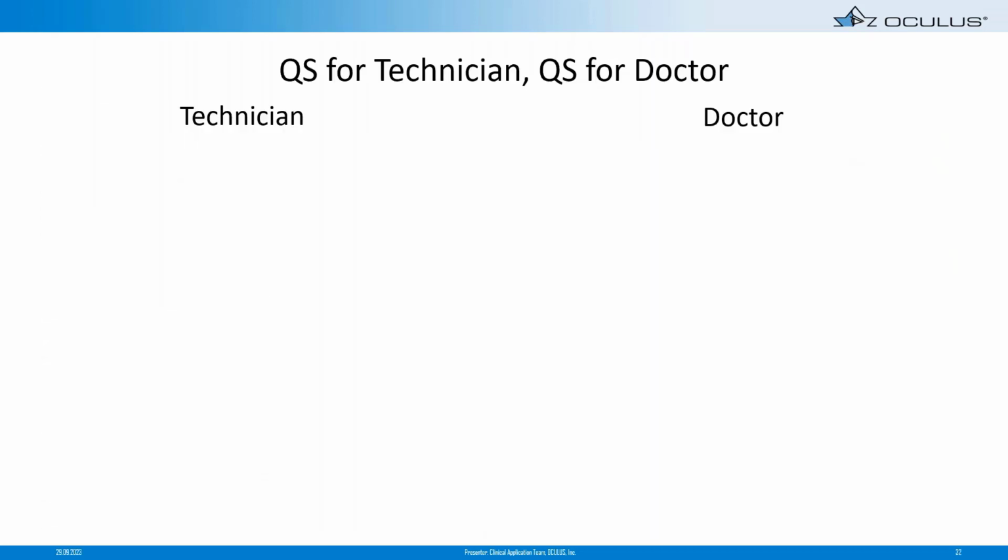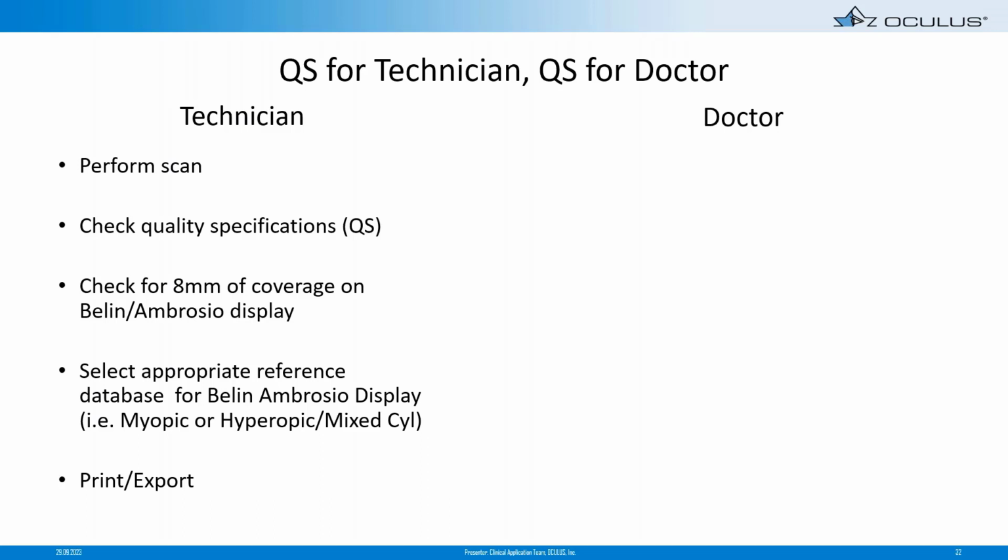Okay, the quality specification for a technician versus the doctor is going to be slightly different. The technician is going to perform the scan, check quality specification, check for 8 millimeters of coverage on the Belin Ambrosio display. They need to make sure that they also select the appropriate reference database for the Belin Ambrosio display, and then they're going to print or export those displays for the doctors.